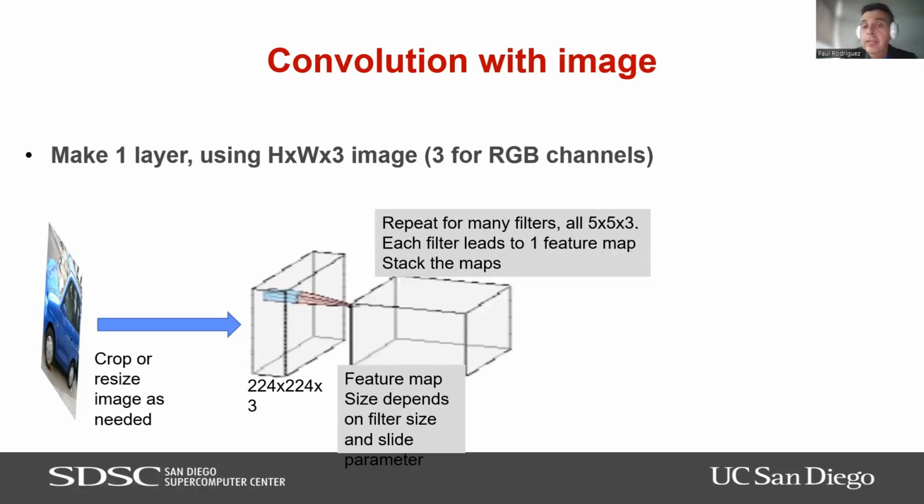And we're going to do this for many filters. Remember, one of the hyperparameters was to choose a number of filters. Each filter is going to be a 5 by 5 by 3 filter, and each filter is going to give you one feature map on the output side. And those maps get stacked up. So your output is going to be whatever size the output feature map is multiplied by the number of filters.